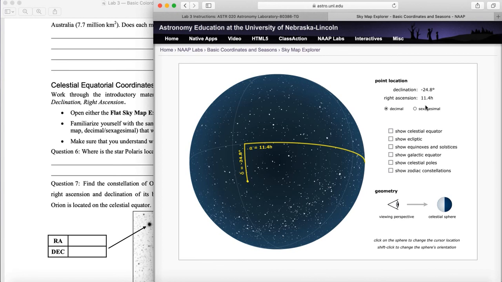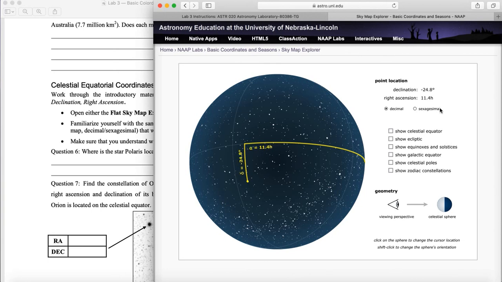But again, 360 degrees was a full circle in terms of longitude. Now a full circle is 24 hours. You can also change it to sexagesimal. This is just going to show you more detail. Basically split the degrees into minutes and the hours into minutes as well, instead of decimals. So it's completely up to you how you want to do it.